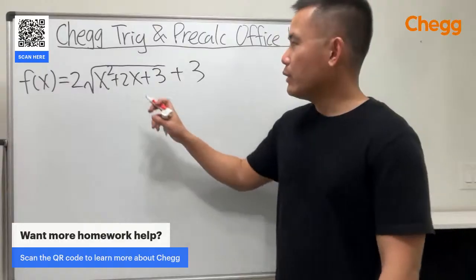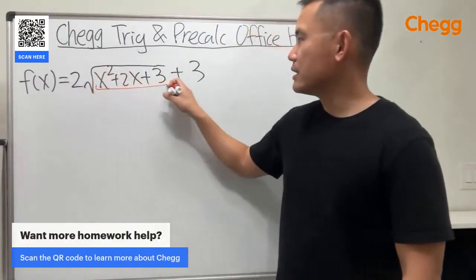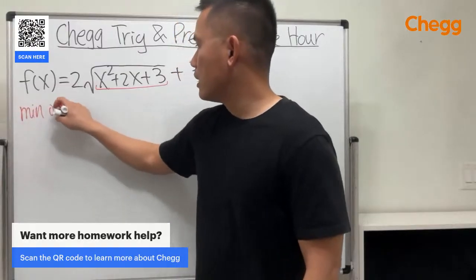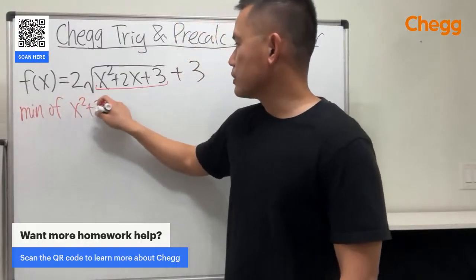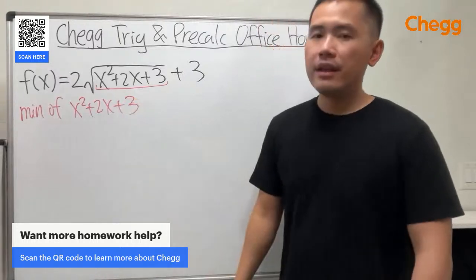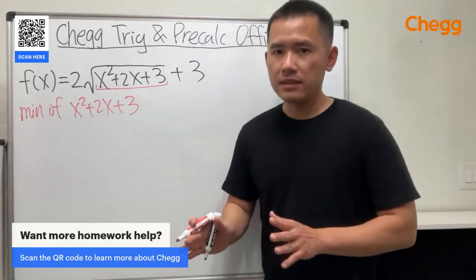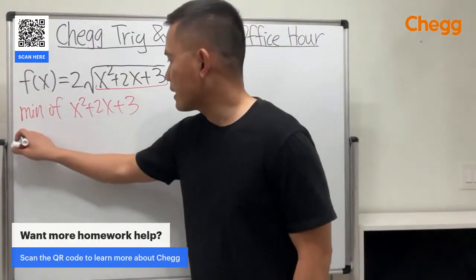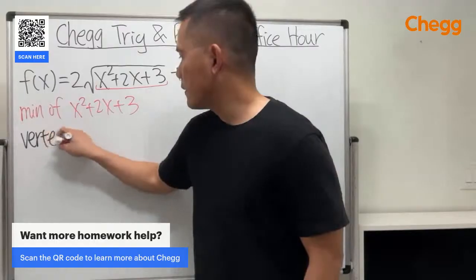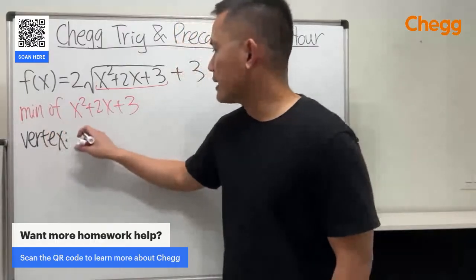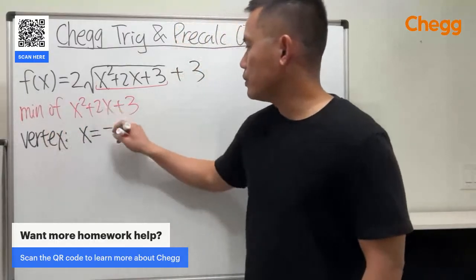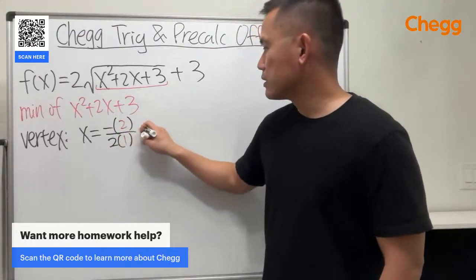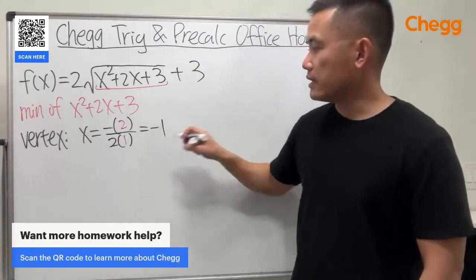Right here, we have to find the minimum of the inside first. So we need to get the minimum of x squared plus 2x plus 3. And let's just be consistent. Let's use the vertex formula that we did earlier. So the vertex is going to be at x equals negative b, which is 2, over 2a, which is 1. So the vertex is going to be at negative 1.